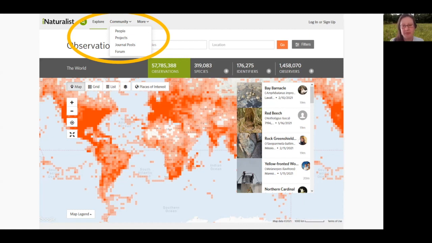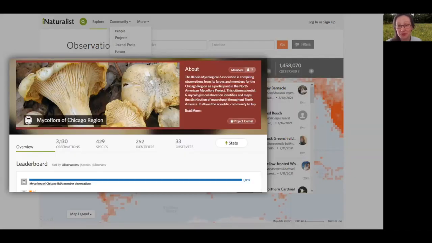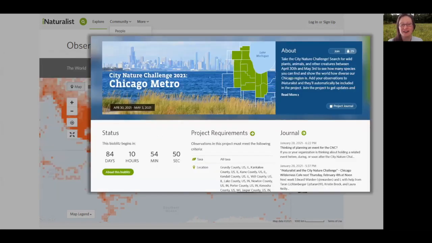For example, you might be particularly interested in learning about mushrooms. There's a group for that. You can join the Microflora of Chicago Region project. Or say you're interested in a particular location, like Chicago, for example. Coming up this spring, you can join the City Nature Challenge. See how many observations we can get and see how that might compare to, say, Boston or Dallas. So this is a pretty cool project. And I think there are some other folks here at Wild Things who will be talking more about that.